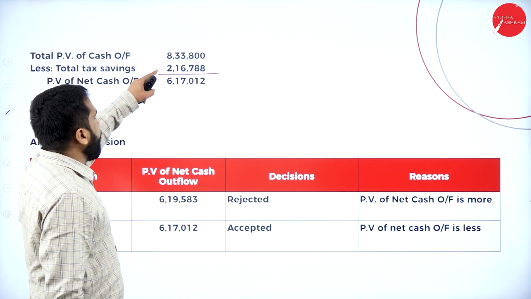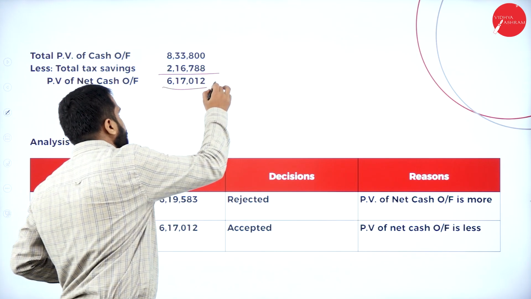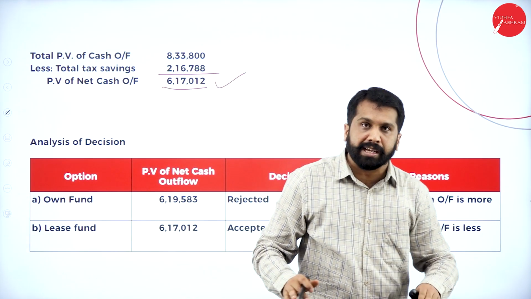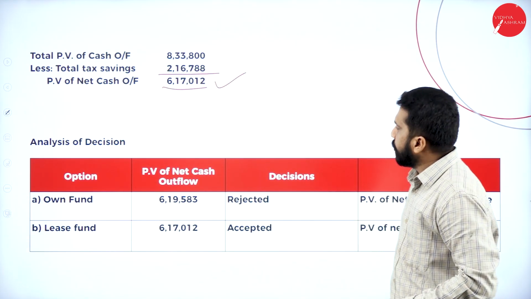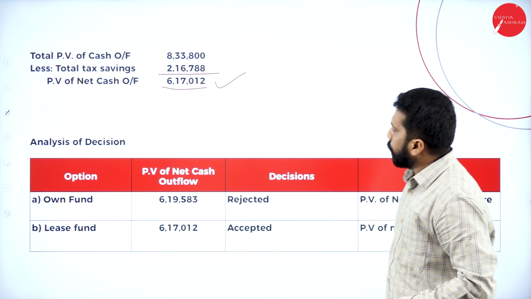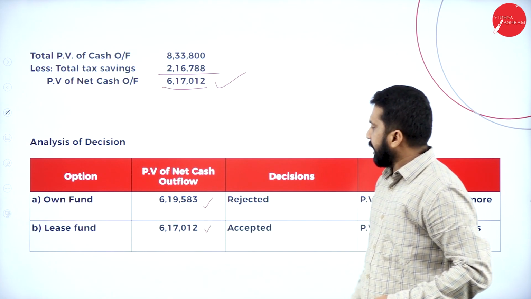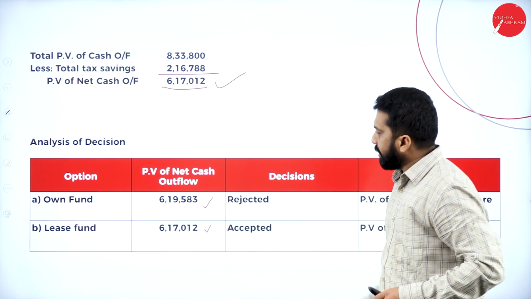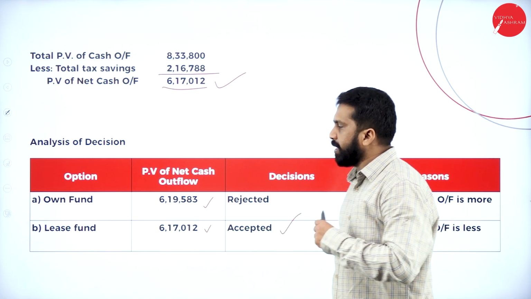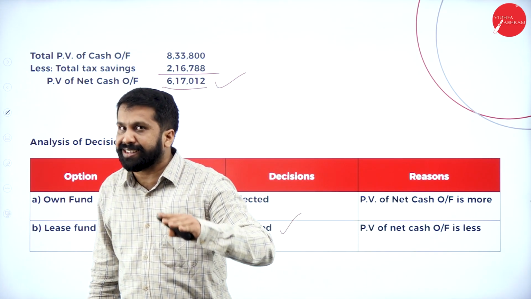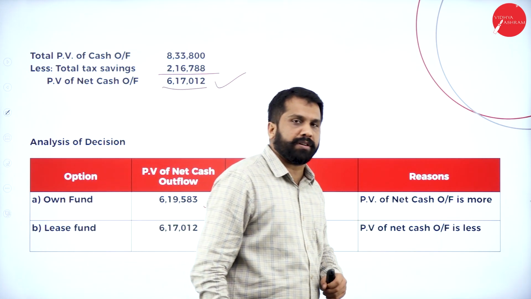2,16,000. 8,33,000 minus 2,16,000, your answer is 6,17,000. There is no scrap, no depreciation, nothing. Your final answer as per own fund is 6,19,000, as per lease fund 6,17,000. Which one is accepted? 6,17,000 should be accepted. Why? Because lesser outflow. Hope you are clear.